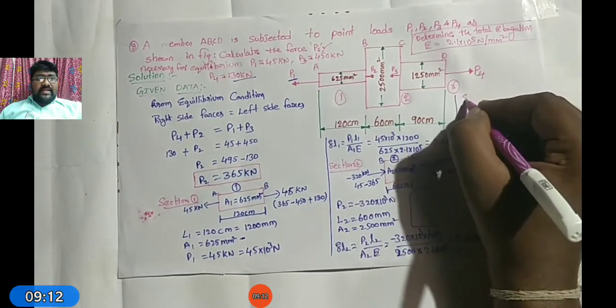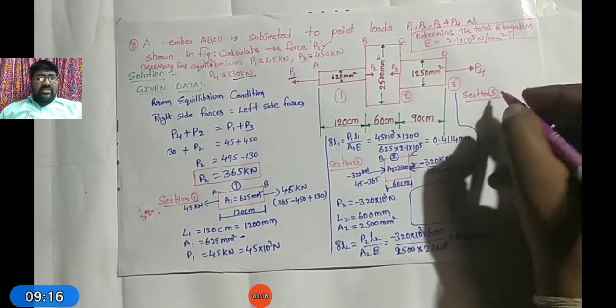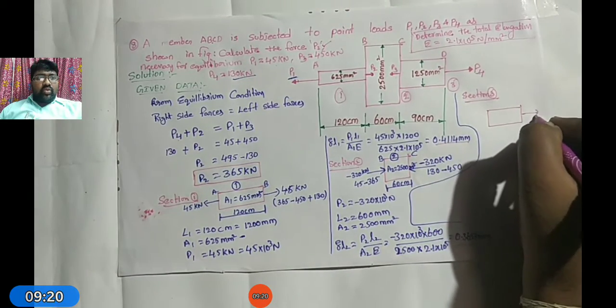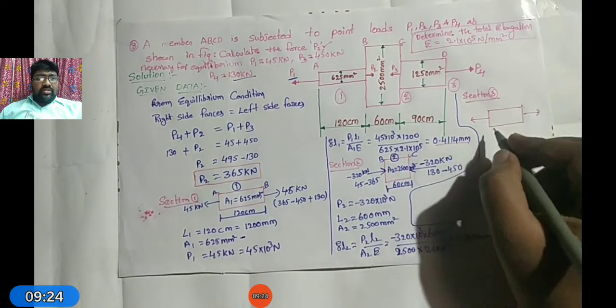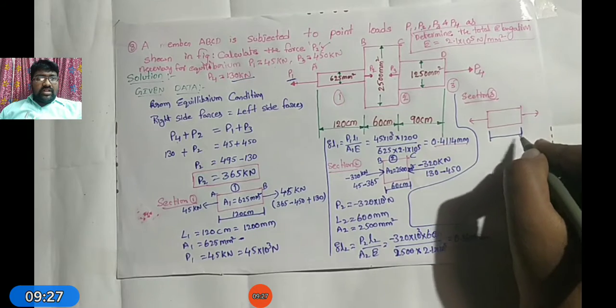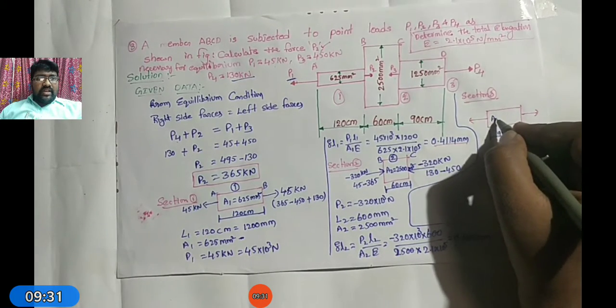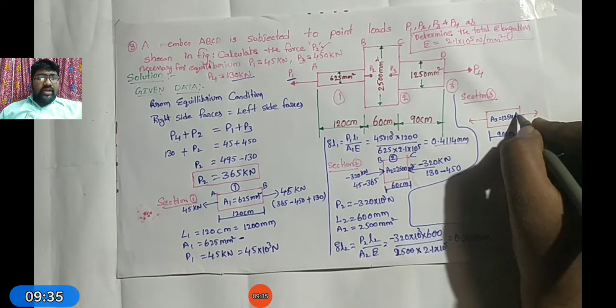Similarly, calculate the change in length in section 3. Draw the section CD, that is the third section. Right side having only one force and left side having 3 forces. Have to resolve the 3 forces. Length of the section is given as 90 centimeters and area is 1250 millimeter square.